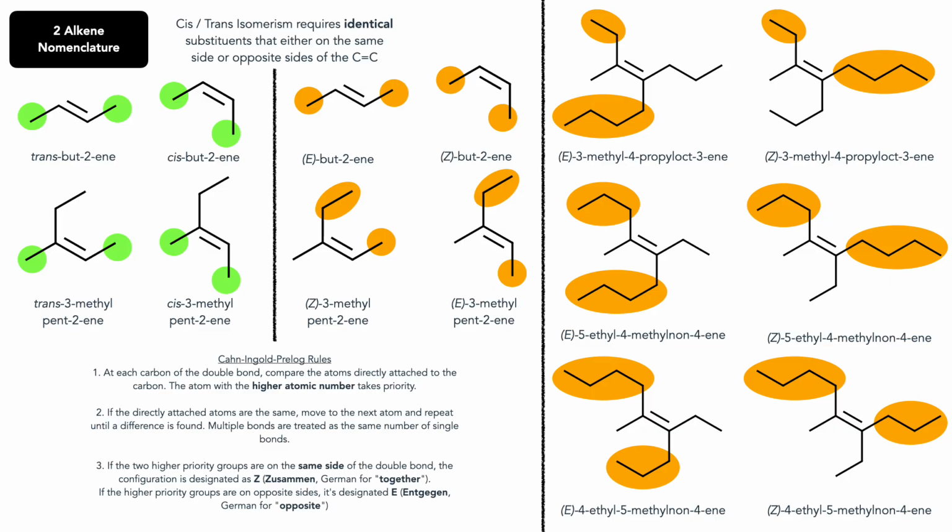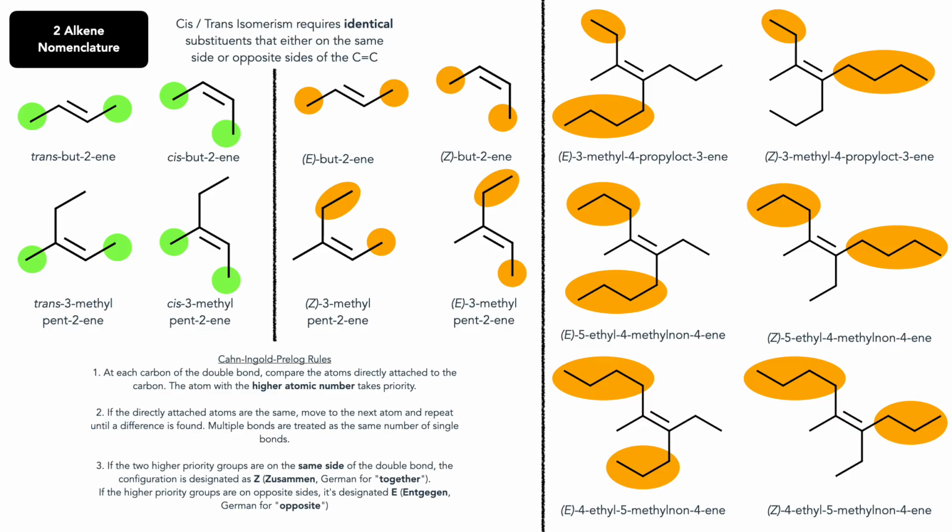When naming alkenes, we apply the Cahn-Ingold-Prelog rules to assign priorities to atoms. Compare atoms directly attached to each double bonded carbon. Higher atomic number means higher priority. If they're the same, move outward until you find the difference. If the two higher priority groups are on the same side, we allocate the designation Z for zusammen, which means together. If they're on opposite sides, E for entgegen, meaning opposite.